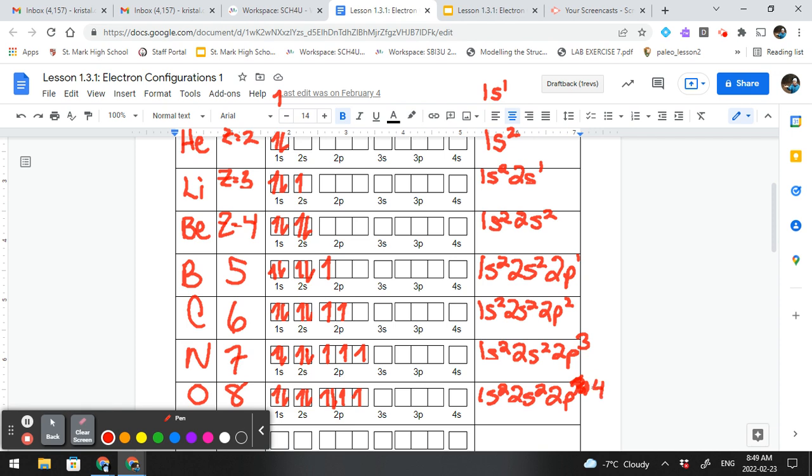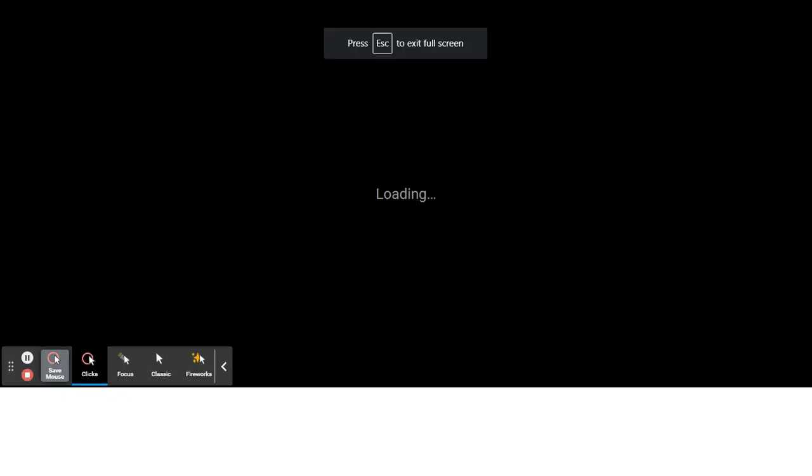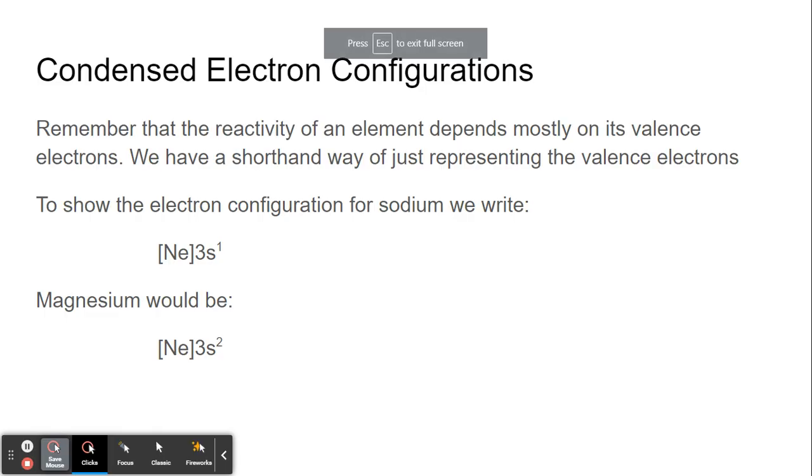Okay, I hope you're starting to see the pattern here. Pause the video, take the time to complete this worksheet. Okay, I hope you actually did as I instructed. If you did, you noticed that by the end of this, it started to get very, very repetitive. And wouldn't it be handy to have a way not to rewrite that beginning 1s2, 2s2, 2p6 pattern again and again?